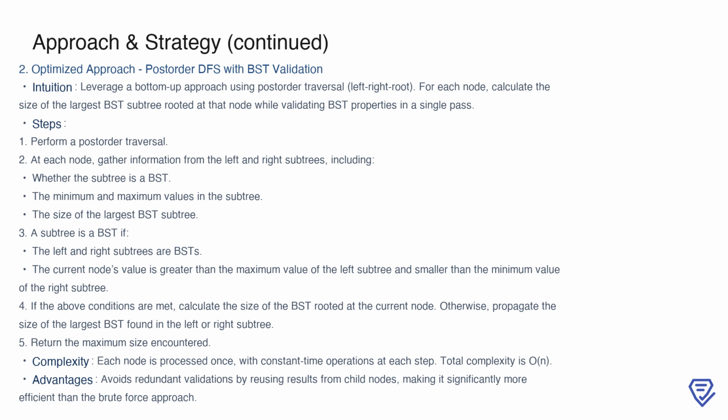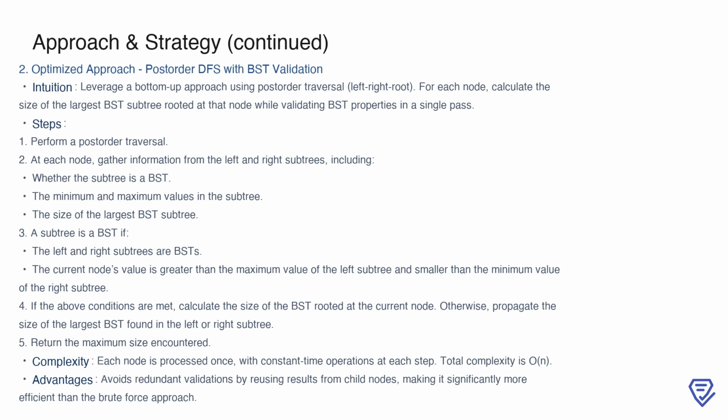This method processes nodes in a bottom-up manner, ensuring that information about the left and right subtrees is available before evaluating the current node. At each step, we gather critical details about the left and right subtrees, including whether they are valid BSTs, their minimum and maximum values, and the size of their largest BST subtree. Using this information, we can determine if the current node forms a valid BST with its subtrees.